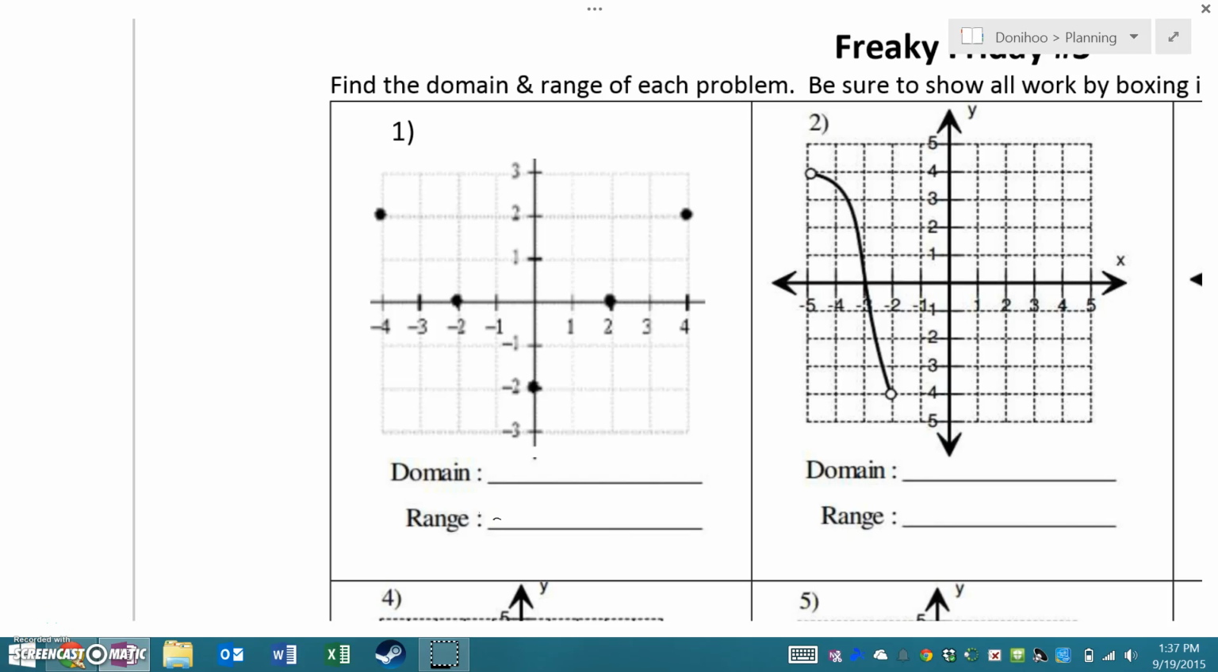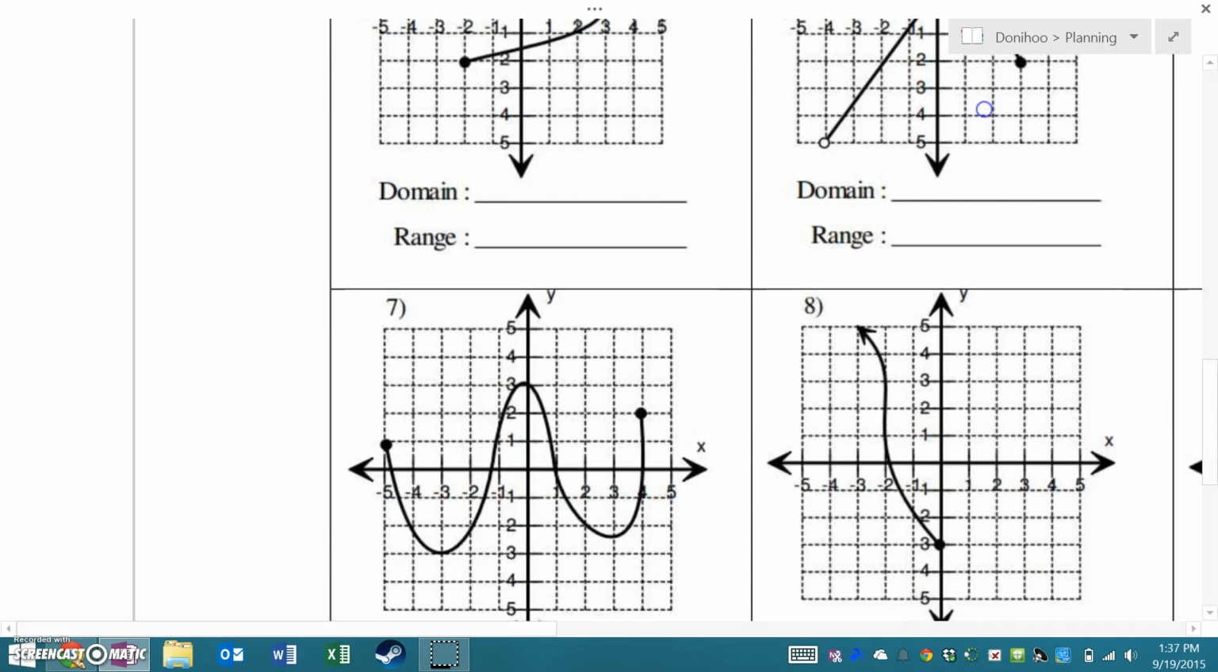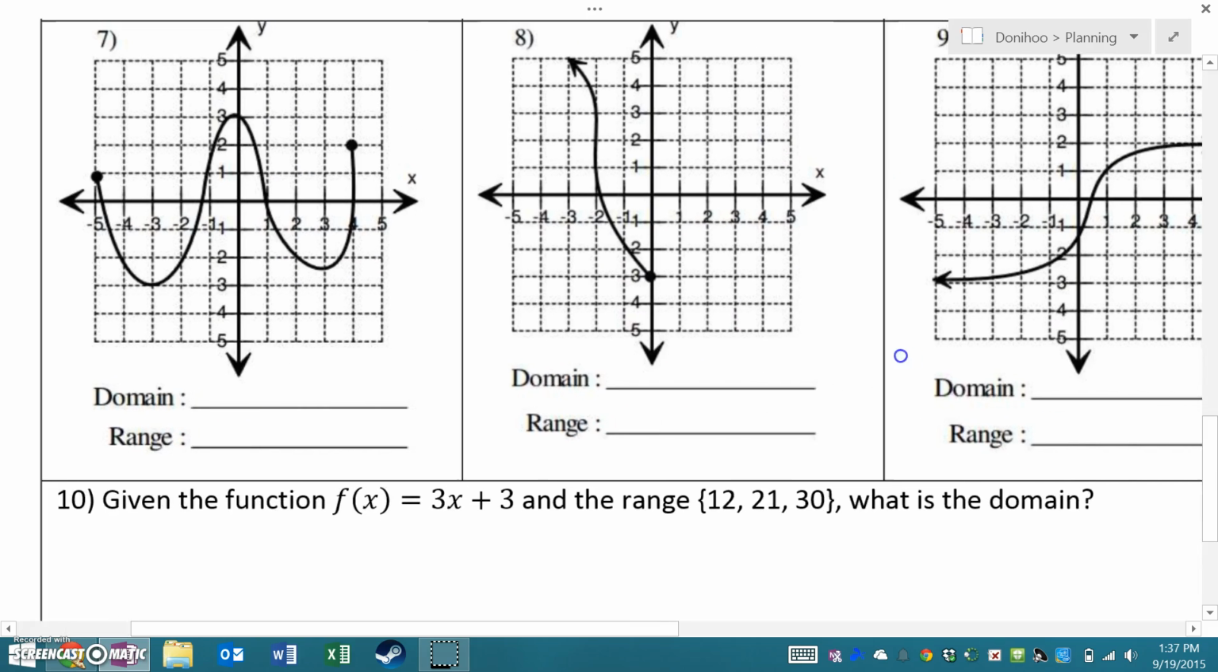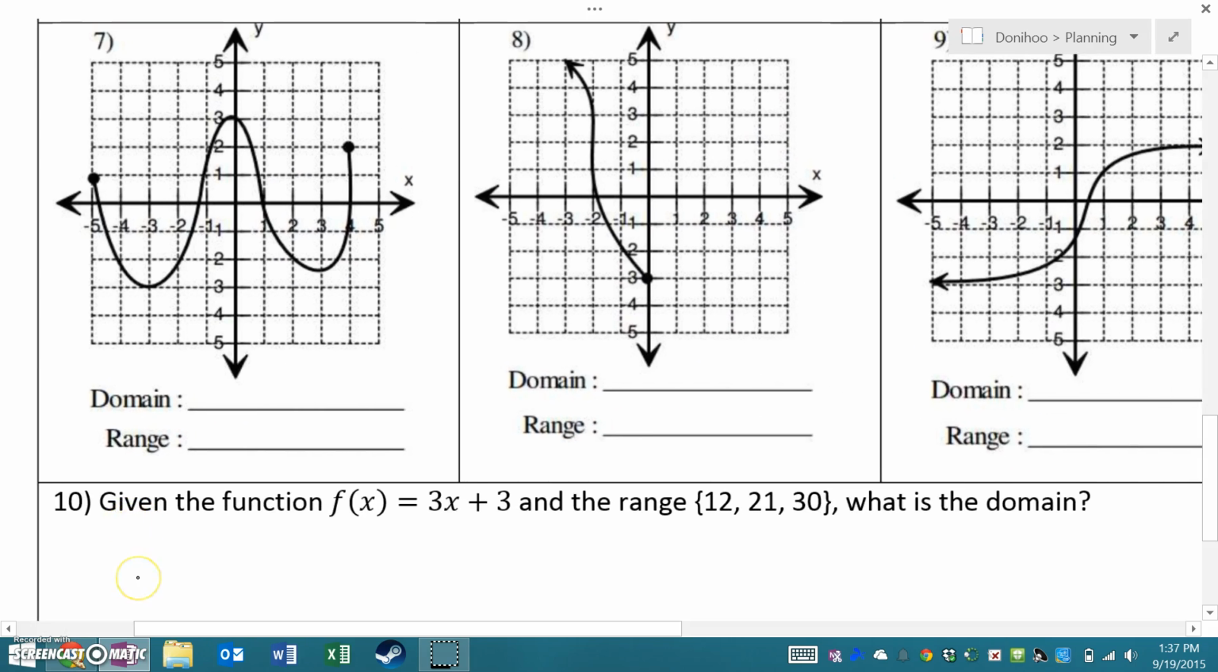Alright, so I'm going to go through a couple of problems off of the Freaky Friday assignment that covered domain and range. What I'm going to do is go through number 1, 2, and down here at the bottom, number 8, just so you guys have a variety. I'm going to go ahead and cut number 10 because not everybody has a calculator, and these are range values. And when I made my key when we checked it in class, I was in a hurry and I miscalculated the numbers, so I'm going to cut number 10.